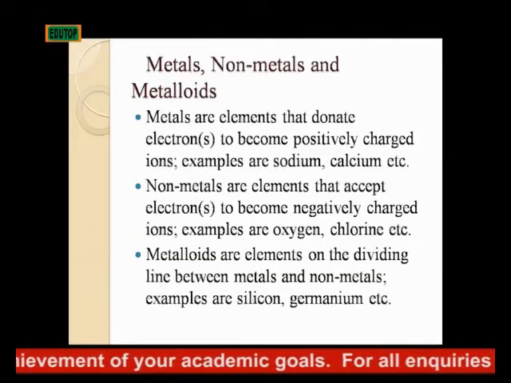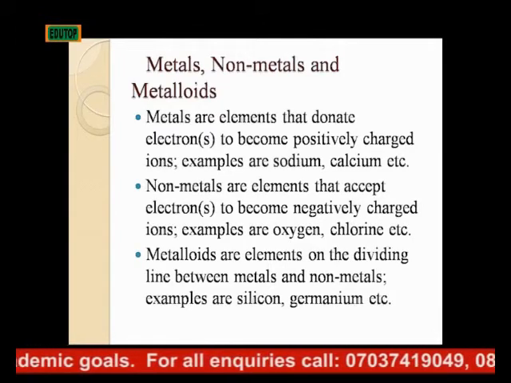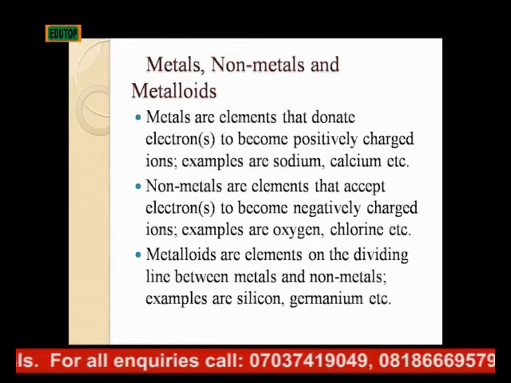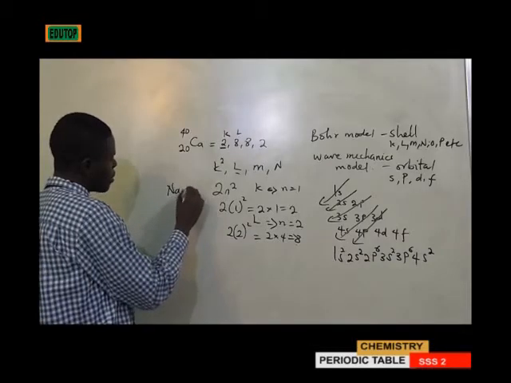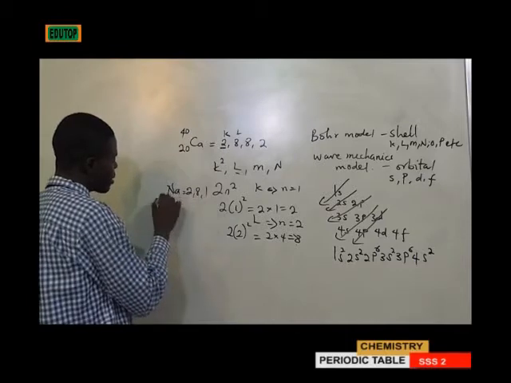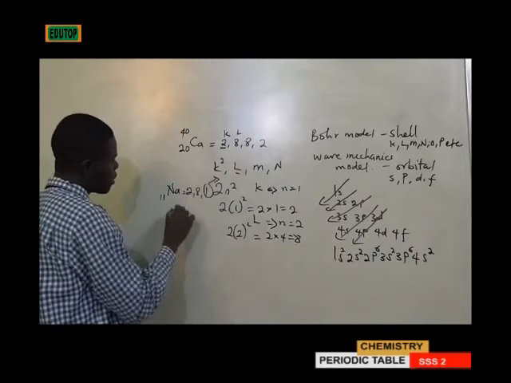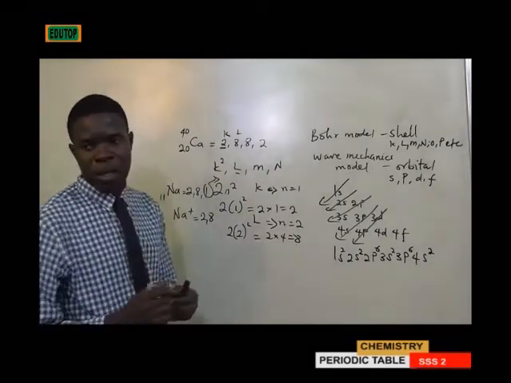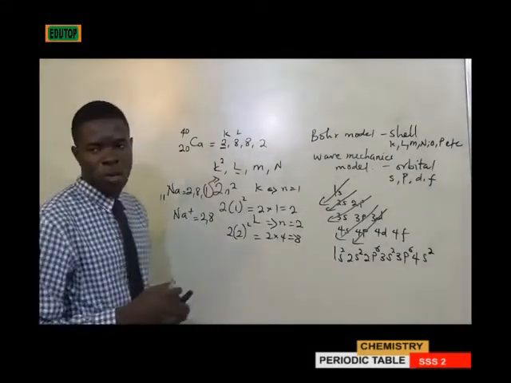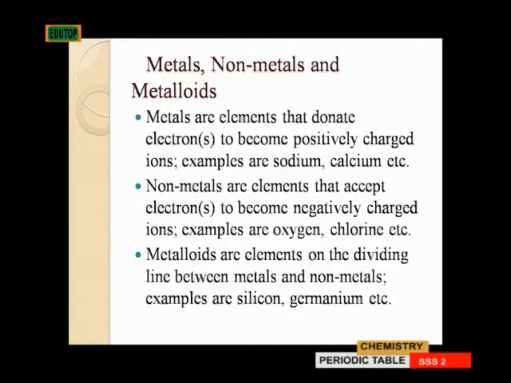Metals, non-metals, and metalloids. What are metals? Metals are elements that donate electrons to become positively charged. Example, sodium. Sodium is a metal simply because, by the Bohr model, it is 2,8,1. It has 11 as the atomic number. So when it loses this one electron, it becomes Na plus, and that is 2,8. So this sodium is an example of a metal. Another example is calcium, etc.